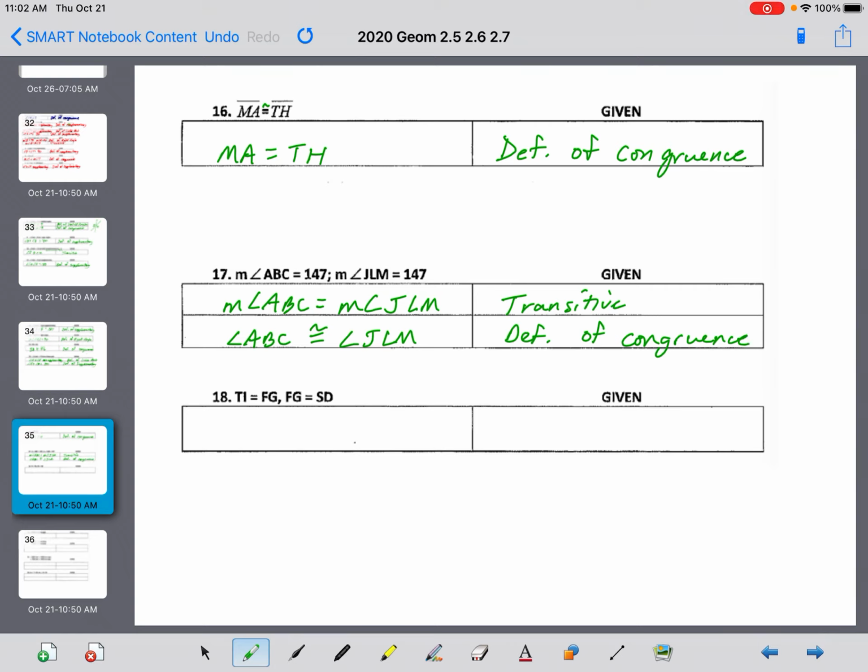Let's just use transitive here. FG is the link, so say TI is equal to SD. Let's go transitive on that one. You could go def of congruence then for another statement off of this one, but I like just doing transitive on that one. All right, moving on down to number 19.